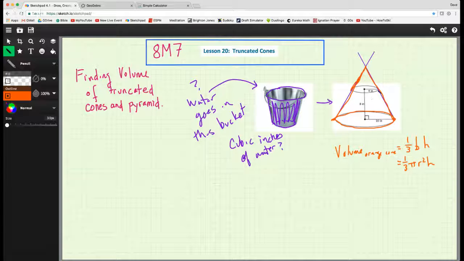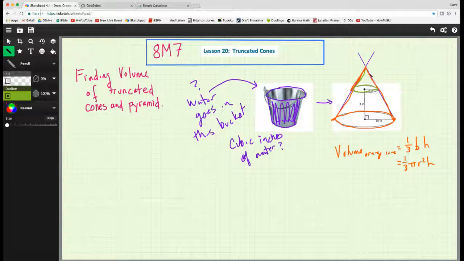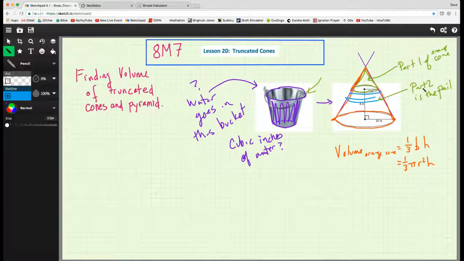But now, what is this orange thing comprised of? This orange cone is comprised of two pieces, and I'll draw one in green. So it's comprised of this green cone. This is part one of the orange cone. And part two is this pail. So we can actually find the volume of this pail here. Let me make the pail light blue. So we'll call that part two, and that's the pail.